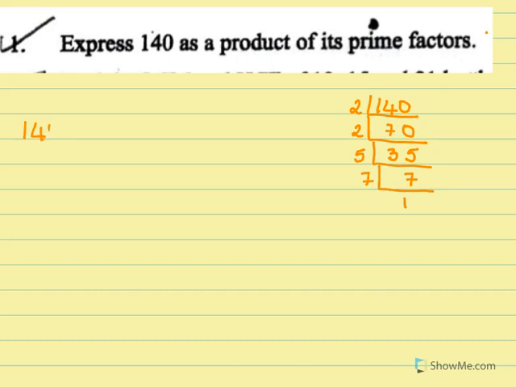So 140 can be written as 2 into 2 into 5 into 7. Don't write 1 because 1 is not a prime number. You could also write it as 2 raised to 2 into 5 into 7.